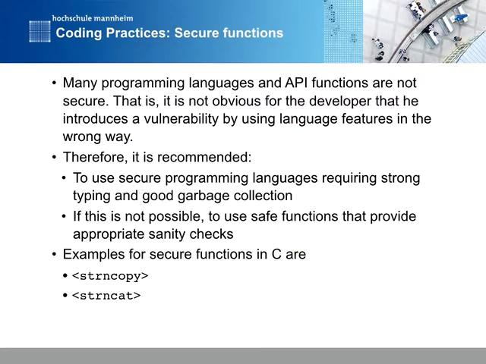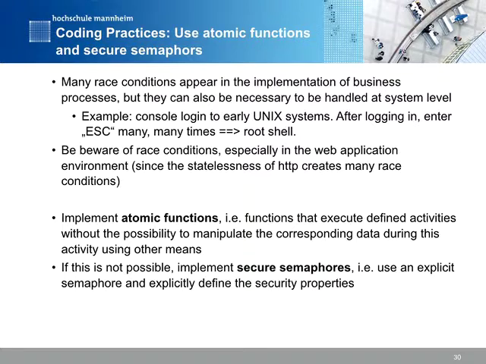Of course, also use secure programming languages. So yeah, Java in general is better than C in terms of security. Atomic functions and semaphores. The race conditions appear in implementation of business processes, but they can also be necessary to be handled at system level.